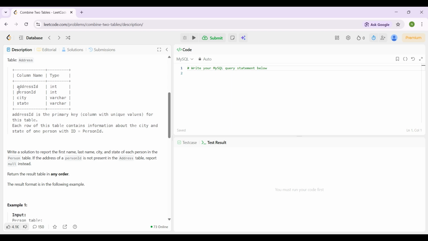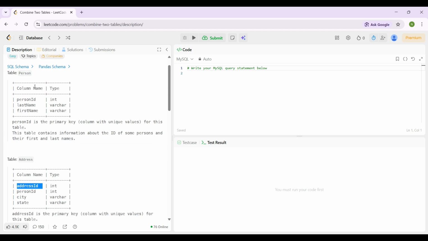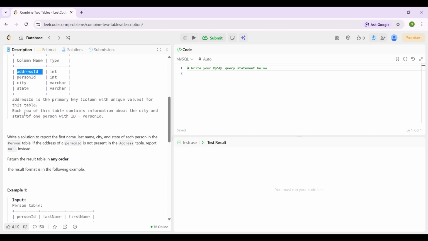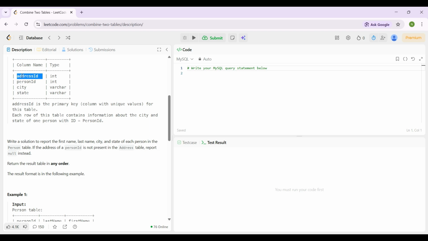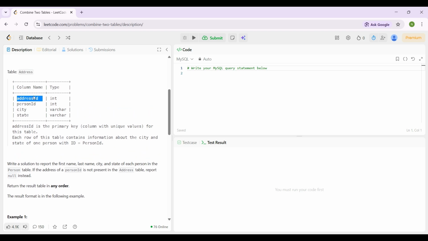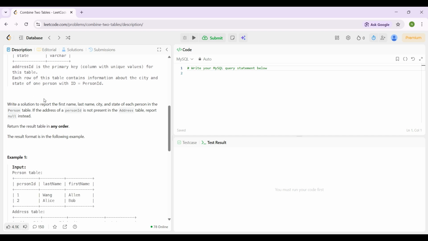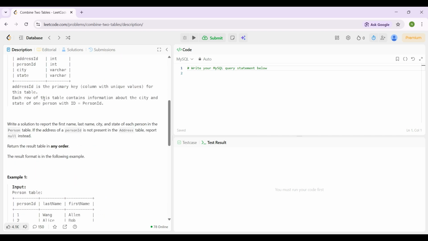Okay. Here in this table, address ID is the primary key. Understood? For the other table, person ID is the primary key. Each row of this table contains information about the city and state of one person with ID equal to person ID. Understood? Now we will see what query we should write.